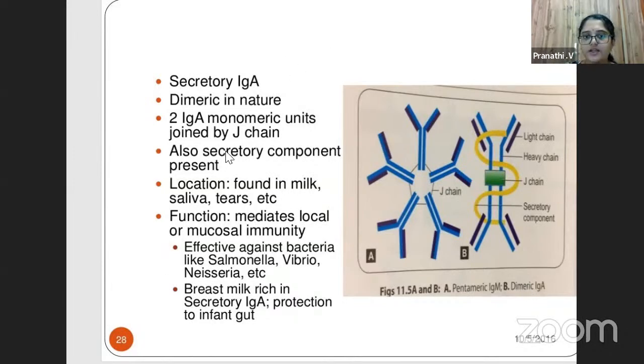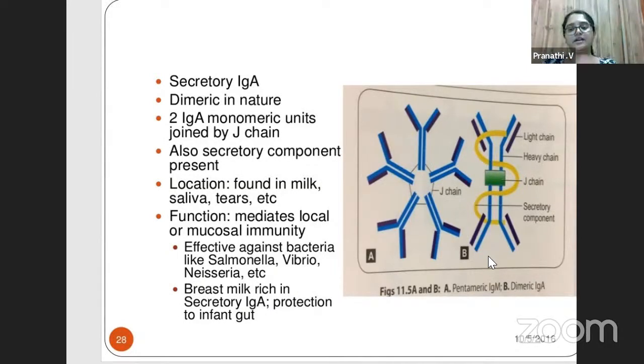When it comes to secretory IgA, it is dimeric in nature. Serum IgA can be pentameric also in form, like this pentameric IgM. This is how a dimer of IgA is present. You have a J chain over here, and you have a secretory component. So where is this IgA present? It is present in milk, saliva, tears, etc. And what does it do? It gives us the local immunity.